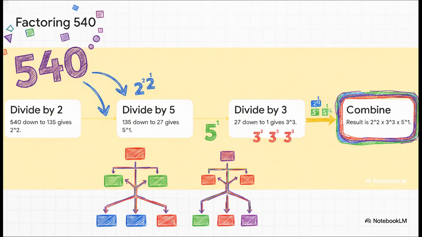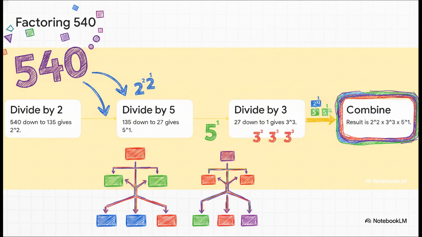Third bit, 540. Let's build the factors together. Go on, try guessing it. Start with 2. 540 by 2 is 270. By 2 again is 135. So we have 2 squared. Very good. Now, 135 ends in 5, so divide by 5 to get 27. That is 5 to the power of 1. Finally, 27 divided by 3 repeatedly gives us 3 cubed.